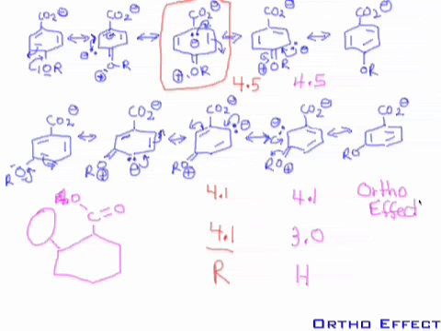The ortho effect can be summarized as any effect, electronic or steric, which increases acidity because of the occupancy of substituents in the ortho position. It's often attributed to steric repulsions between ortho substituents and the carboxylic acid groups, leading to the loss of a proton.